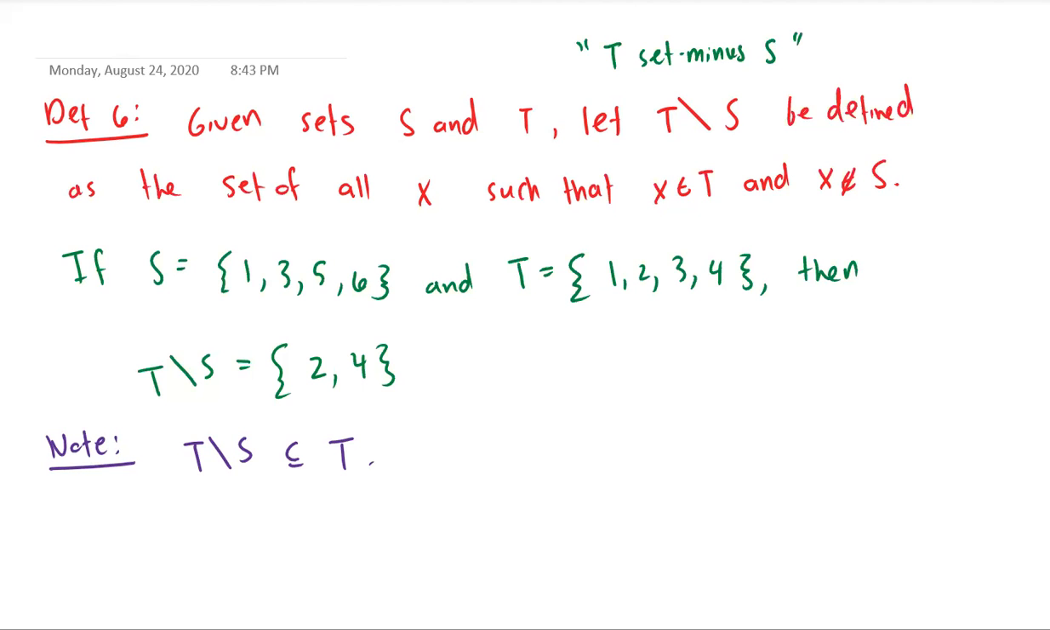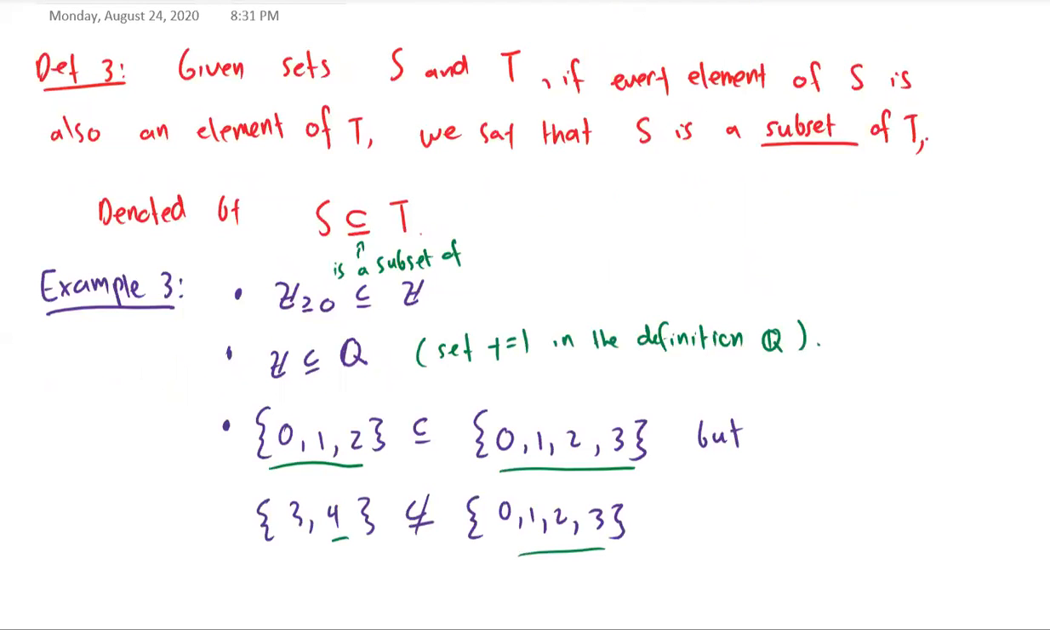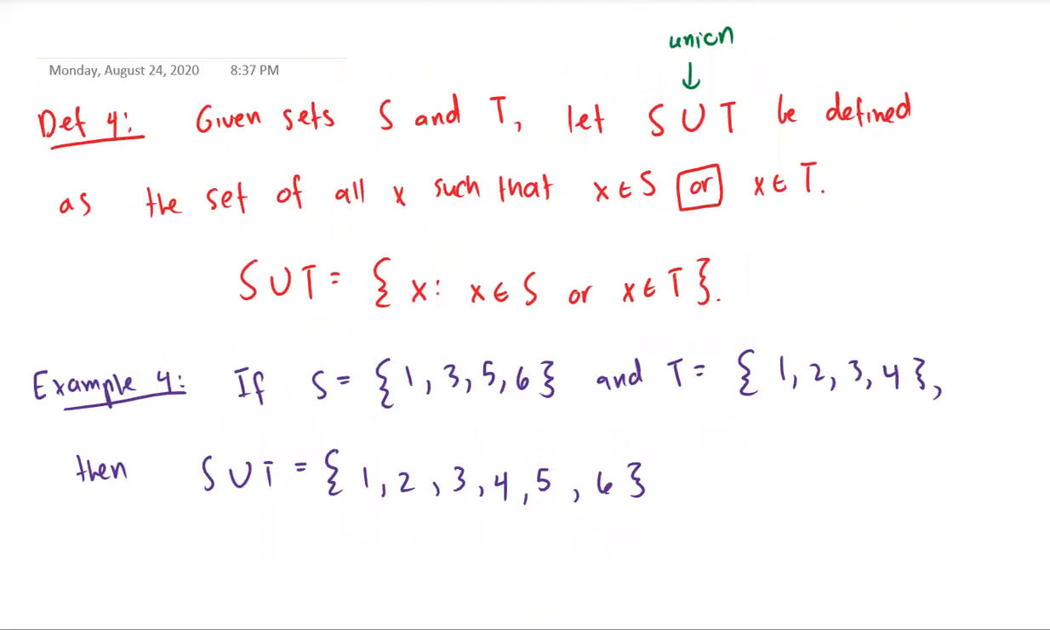So now that we've defined these operations, let me summarize them. First we saw how to compare sets in terms of one being contained in the other. If every element of a set S is also an element of the set T, I'm going to say that S is a subset of T. So this is the first operation. The second was the union operation. S union T is the set of all X that are either in S or in T, meaning that you include any element that is at least an element of S or T, so at least one of them.